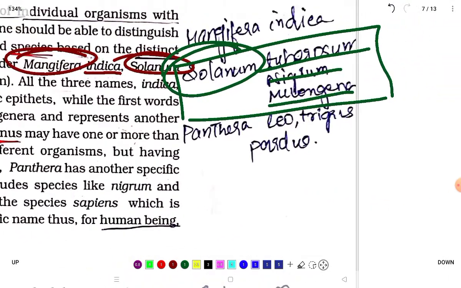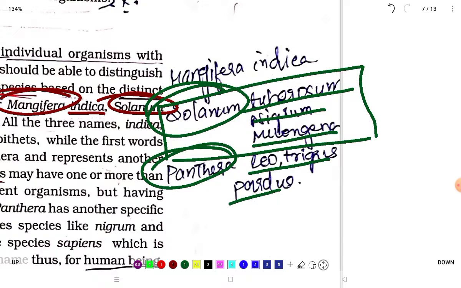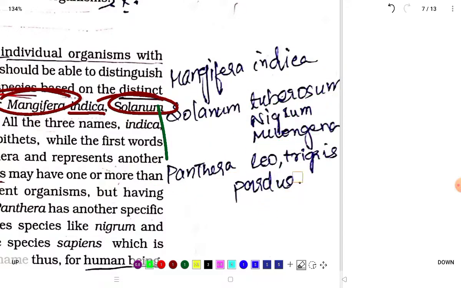In the same way, Panthera leo, Panthera tigris and Panthera pardus. Here also the genus name is the same, but there are three different species, that is, three different specific epithets. So three different species, and these species have a similar morphology. That is what they are saying. If you want, you can note this example too.